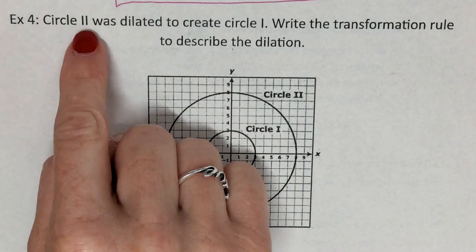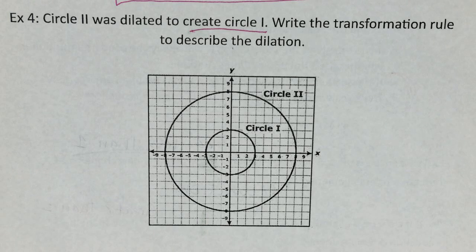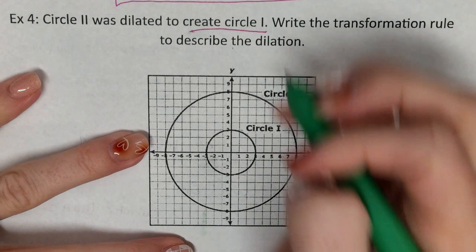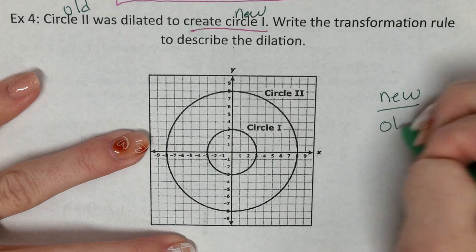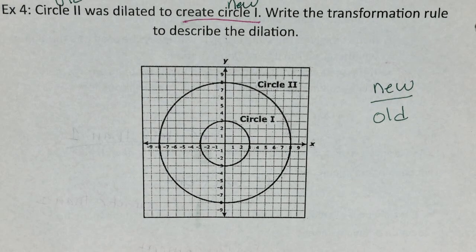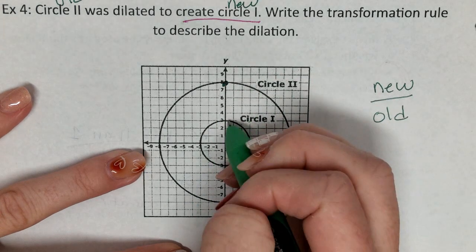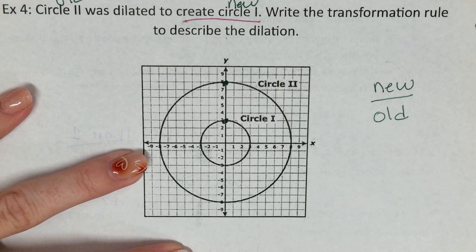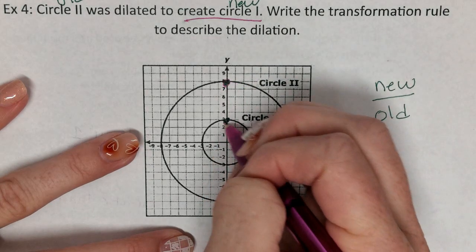Circle 2 was dilated to create circle 1. Which one's new? Circle 1. So go label it. This is new. This is old. I need to do new over old. I cannot use a side length because a circle doesn't have a side length. So I need to use a coordinate. I can use this one, but if I use this one, what do I have to use on this one? The same spot. Do you see what I'm saying? I could have also used this one and this one. It does not matter, but I picked these two.